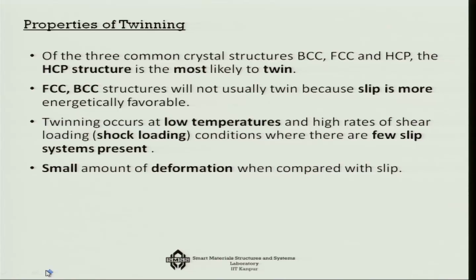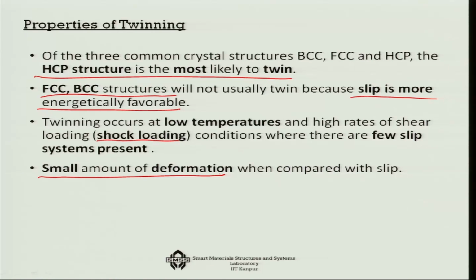Now, twinning plays a very important role because those crystal structures which can twin more, like HCP, and out of BCC and FCC, both of them are fine, but BCC actually twins more, can be used for phase transformation. FCC and BCC structures will not usually twin because slip is more energetically favorable, and twinning generally happens at low temperature and at high rates of shear loading, like shock loading.